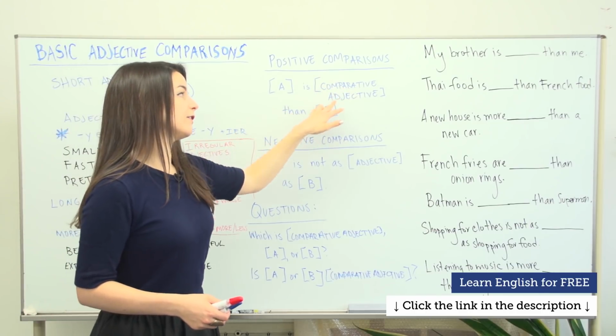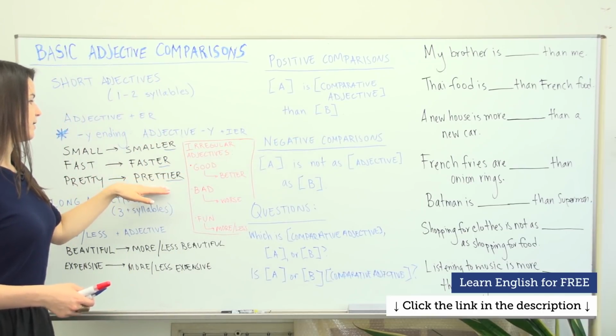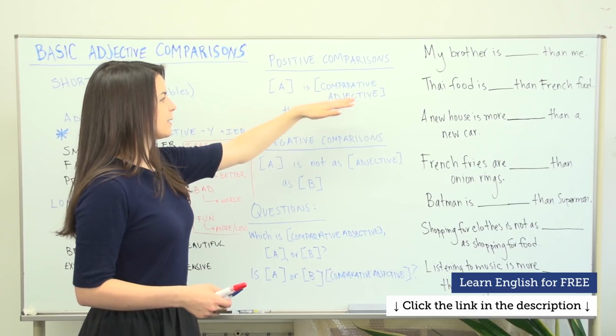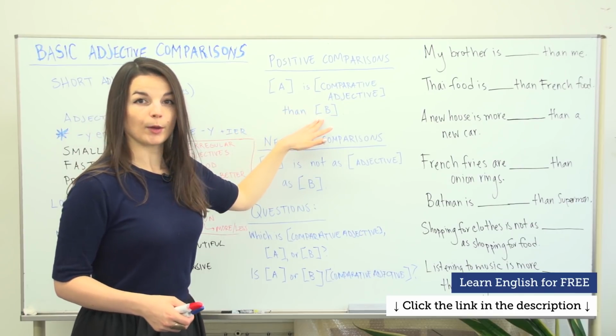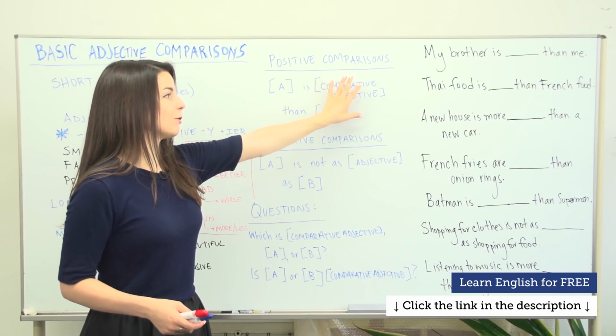I've used the comparative adjective form here. To use a short adjective, I could say, that shop is smaller than this shop. So just make sure to use the comparative form here.